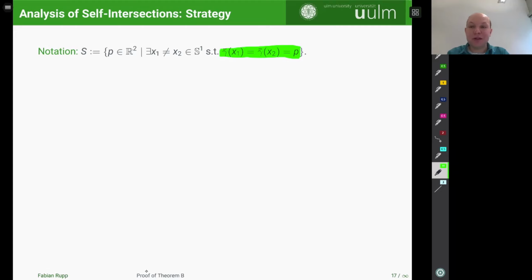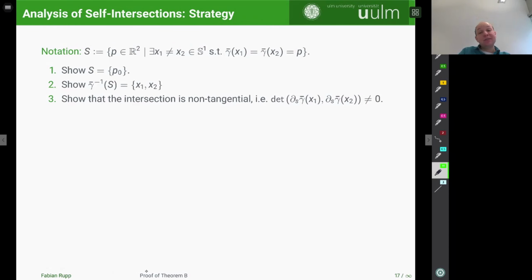Okay, and what is our strategy? It consists of 3 steps. We will first show that the set of self-intersections is actually only one point. And then we will study the pre-images, because this is what we are really interested in. The pre-images of this point. And we will show that it consists precisely of 2 points. So the point P0 has multiplicity 2 under the map gamma bar.